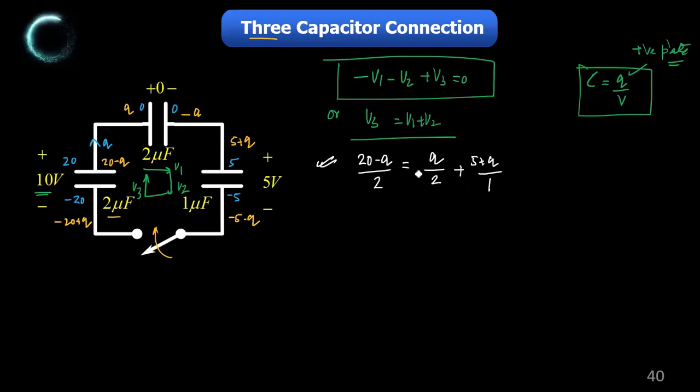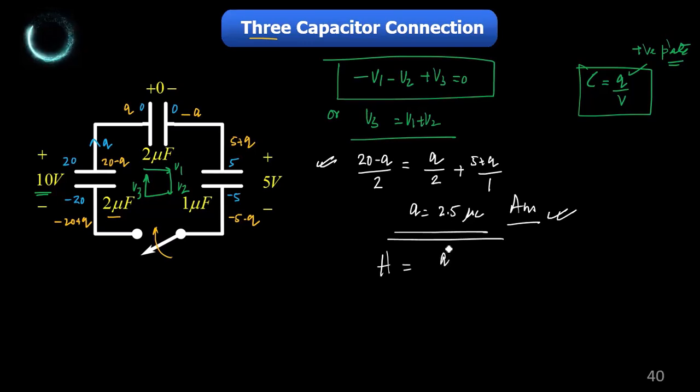If I solve this, I get Q equal to 2.5 microcoulomb. This is the charge that has flowed through the entire circuit. That is our answer for how much charge flows. Once I know the value of Q, I can write the charge left on each plate of the capacitors. Similarly, the heat produced H should be equal to Q squared by 2 C equivalent. That is the final formula.